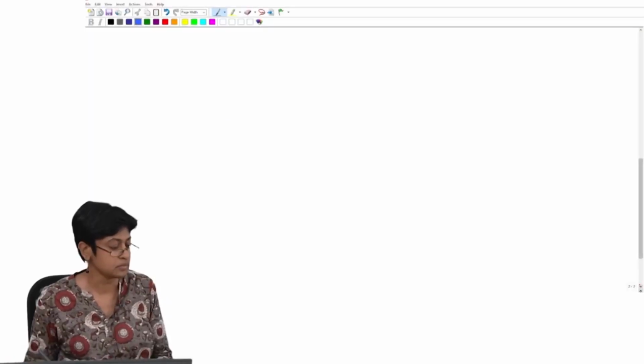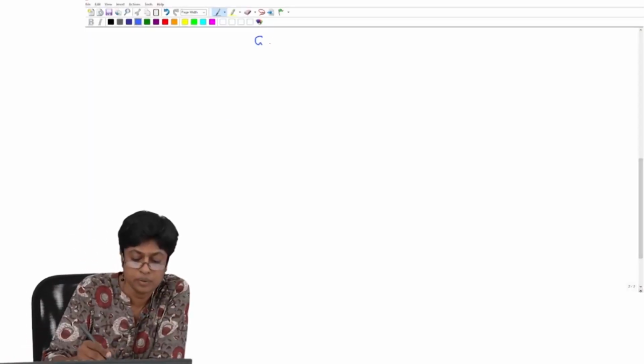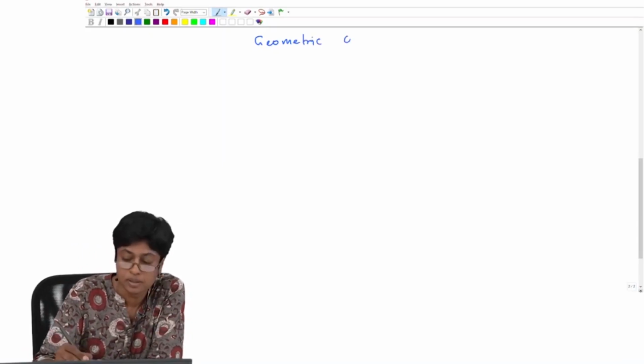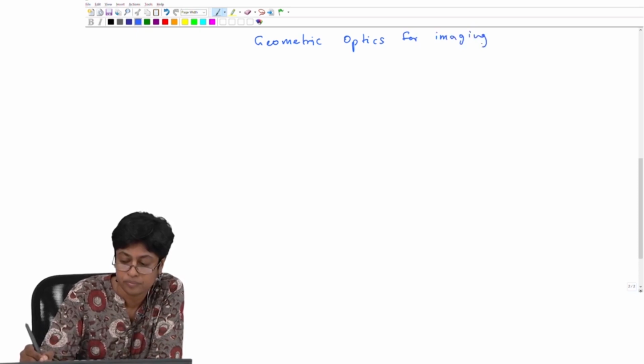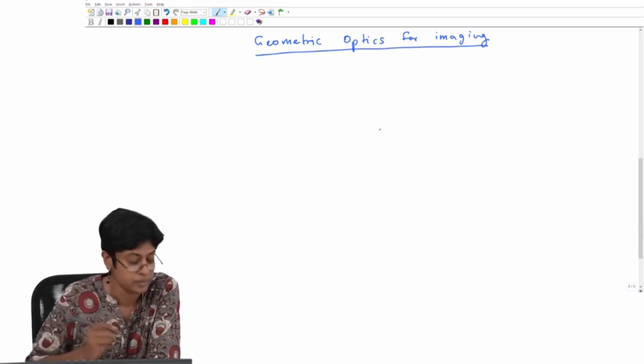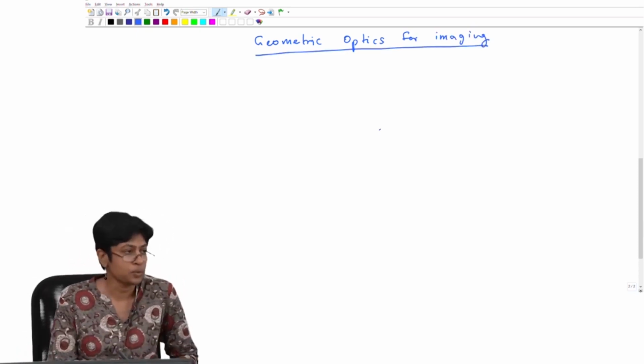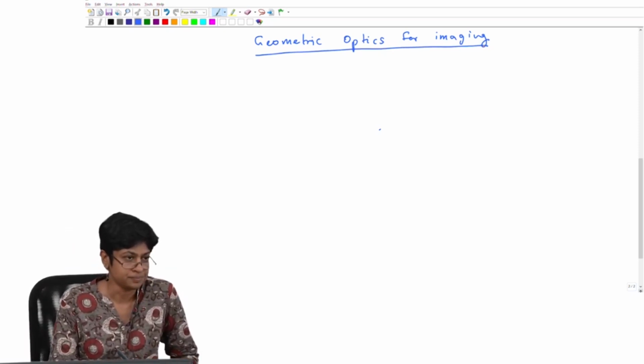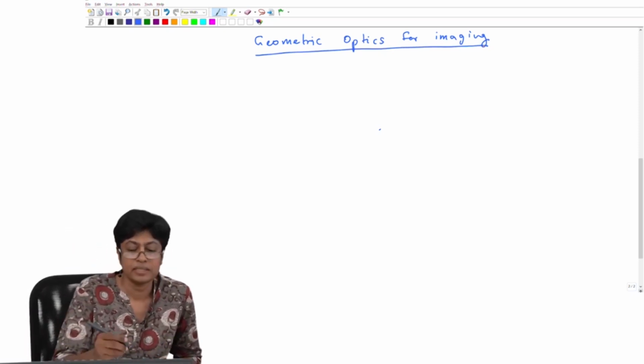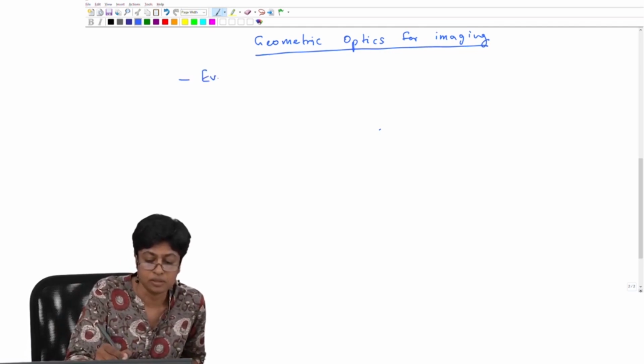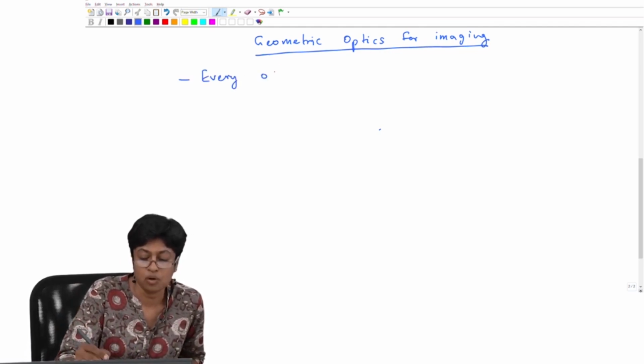Okay? So, as I said, we are going to concentrate on geometric optics for imaging. Okay? So, for any optical system, we start off by saying every optical system has what we call an optical axis.